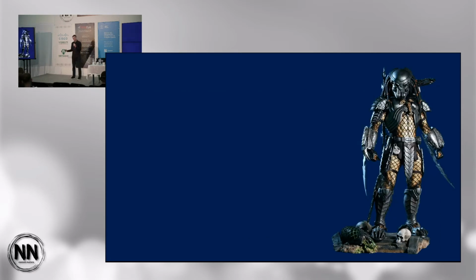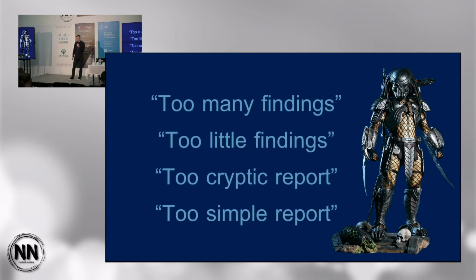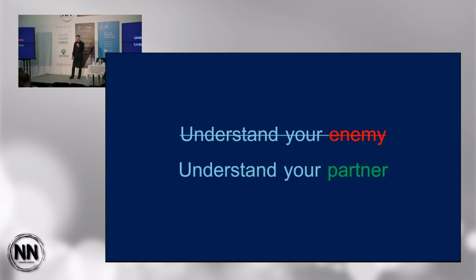So when they get the report, they may start saying something, hey, there are too many findings, or there are too few findings. Is the report too cryptic, or is it too simple? And sometimes it happens in the same sentence. So all of this happens because they are very different creatures. And we want to start collaborating. We want to start working together. And the first step to that is to stop thinking about them as your enemy.